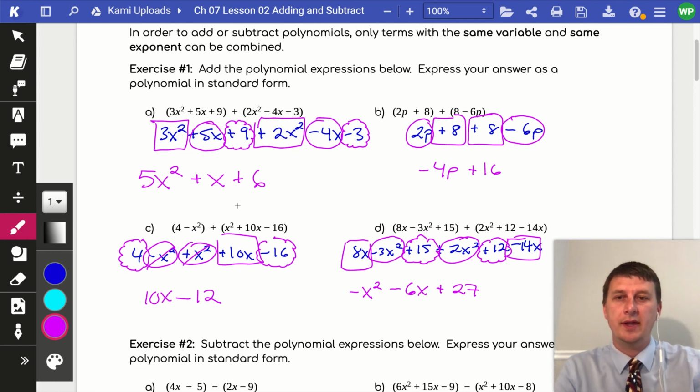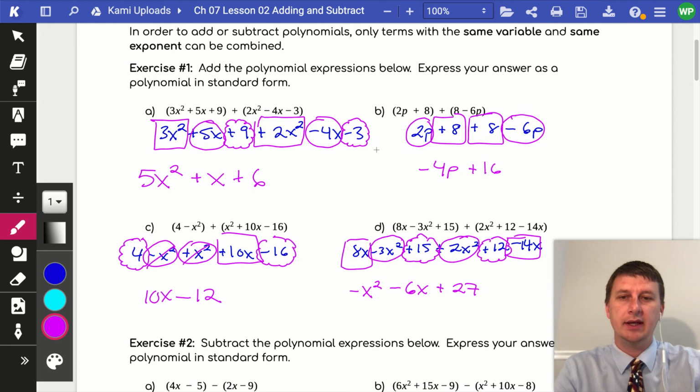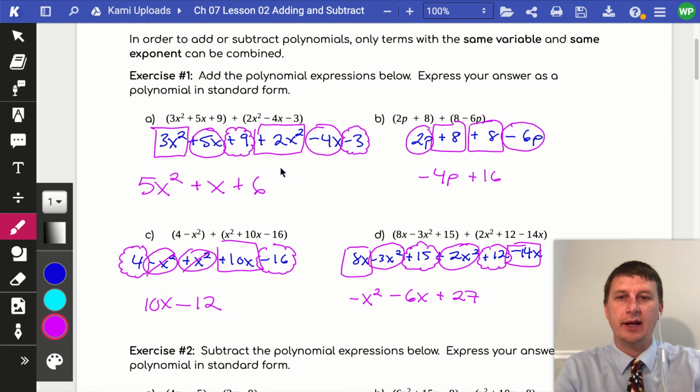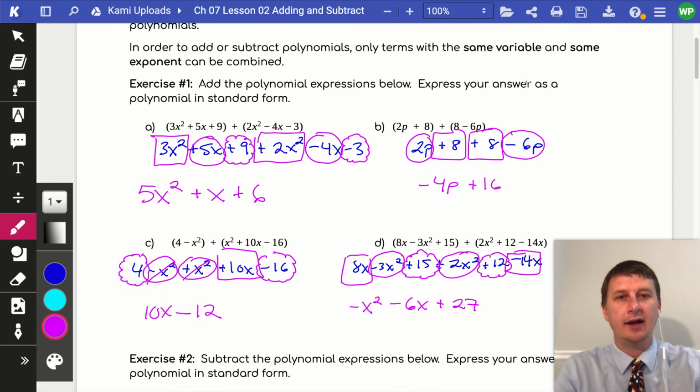And I hope that this exercise was helpful in adding polynomial expressions. And you are now ready for exercise number 2, where you're going to look at how to subtract the polynomial expressions. Thank you for watching.